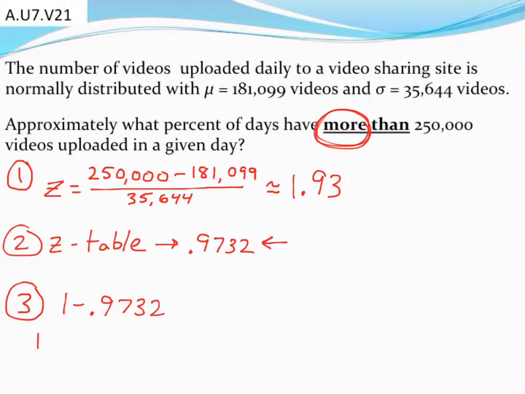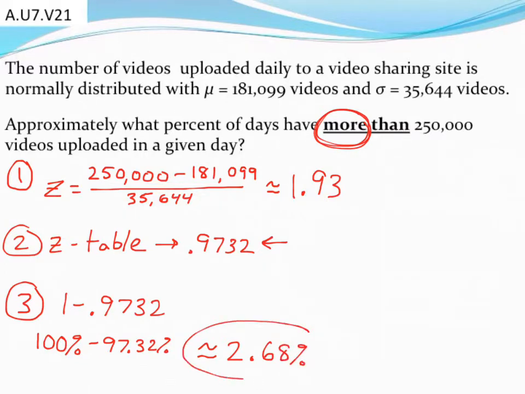That's what it looks like with decimals. If it's easier to think in terms of percentages, it's just 100% total minus the 97.32%, and that will leave you with a small probability, because remember, we're above the mean, and so uploading this many videos is probably pretty rare. But it turns out that based on this data, I would expect only about 2.68% of the time I'd be uploading more than 250,000 videos. So very, very similar to what we did last time with the less than. With more than, just take your value from the z-table and subtract it from 100%.